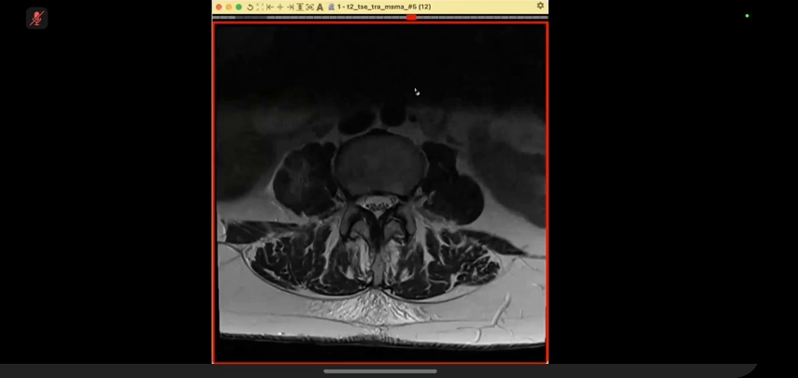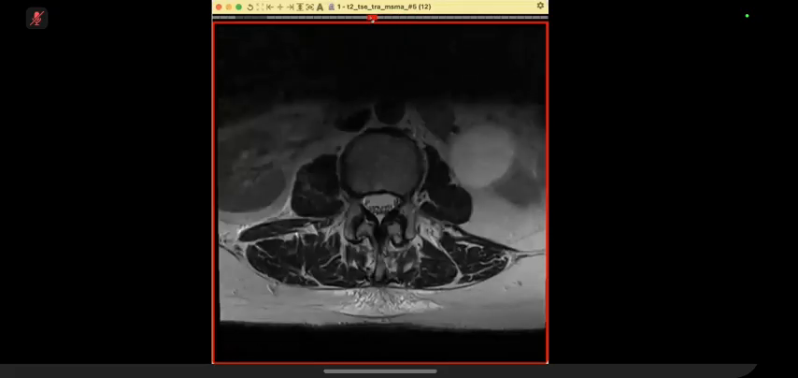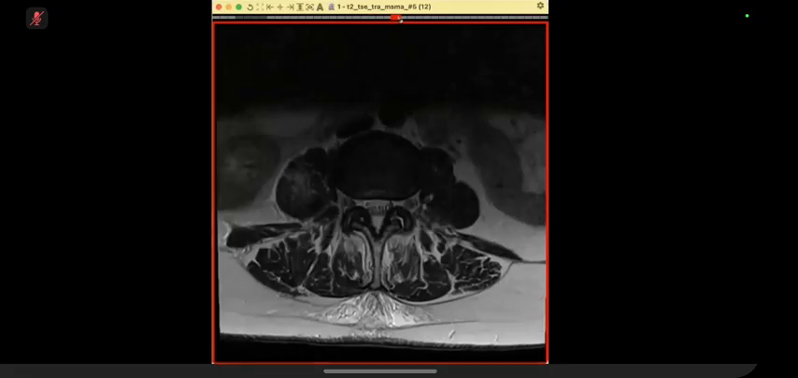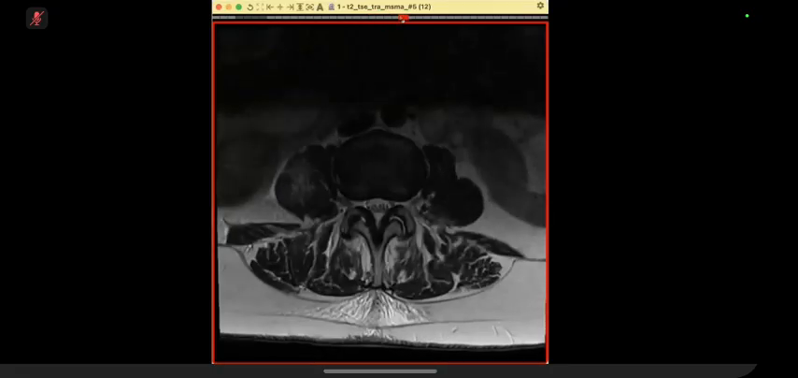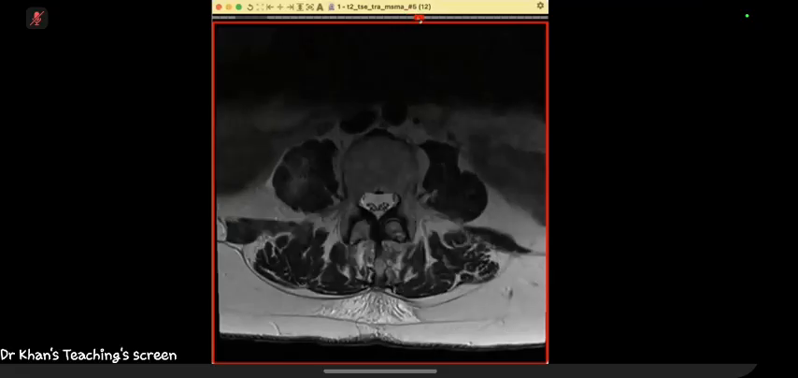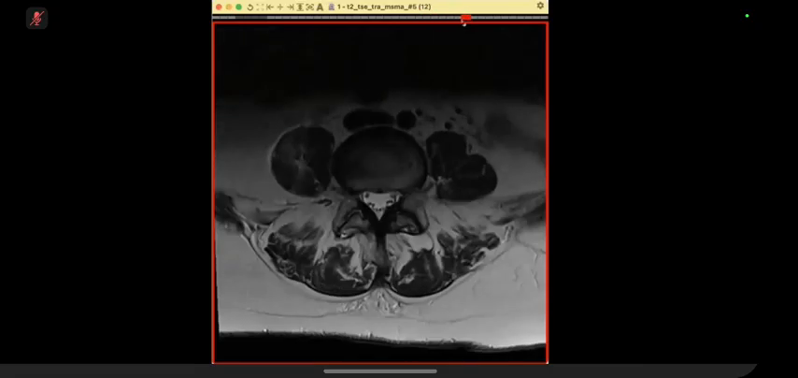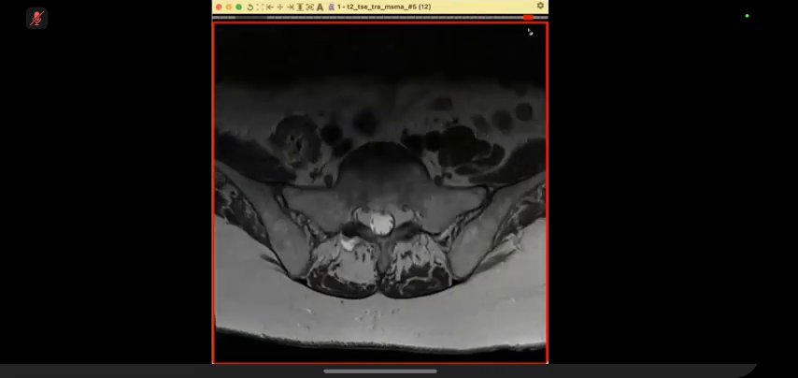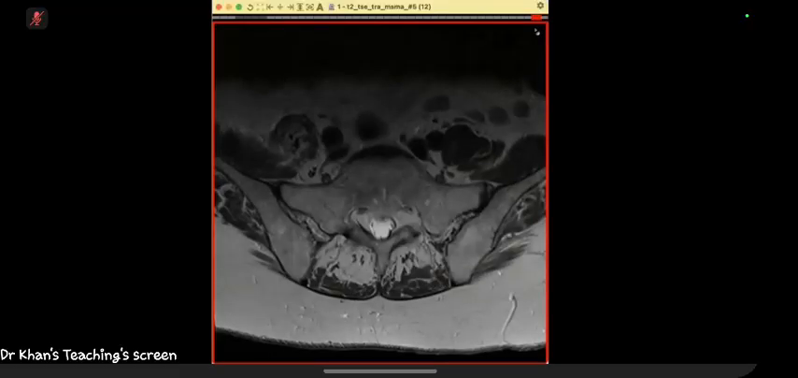Okay, doctor. Now I'll try to focus on the area of interest at the level of L4, 5 here. Let me guide you that I am not interested in that area. Okay, doctor. So I'll scroll again to check my areas. This is the L5 one.